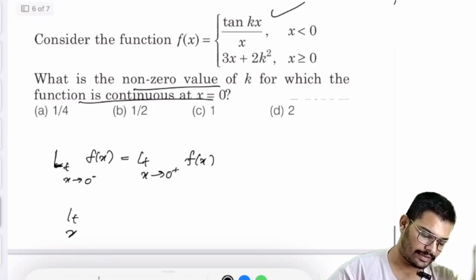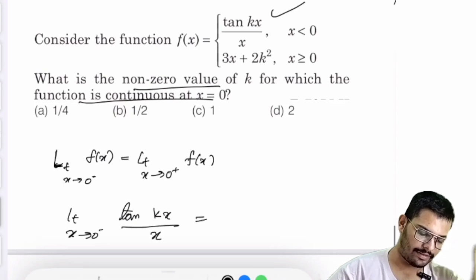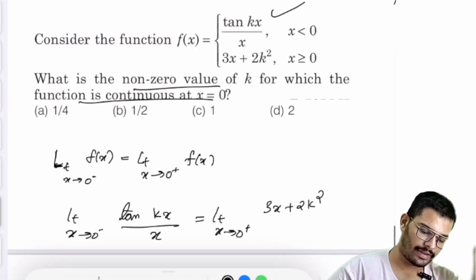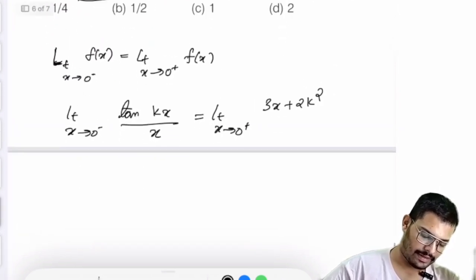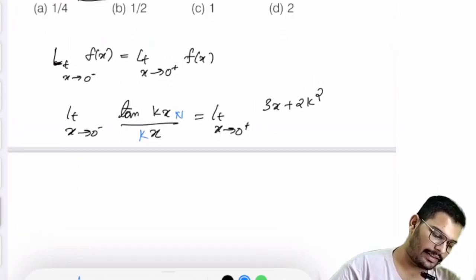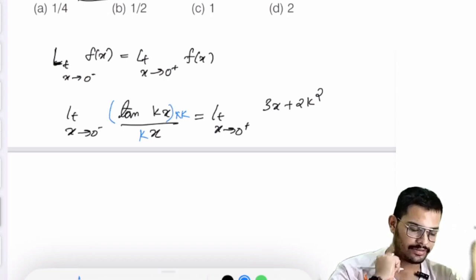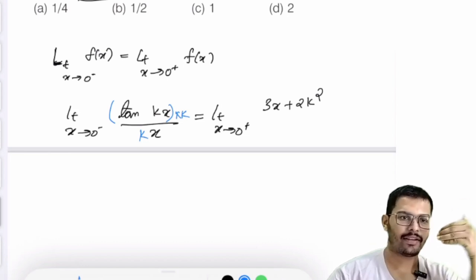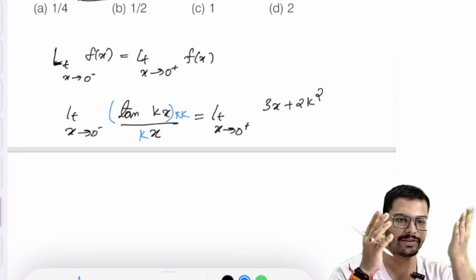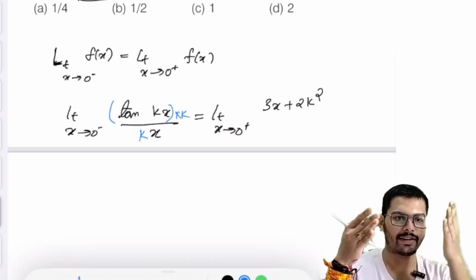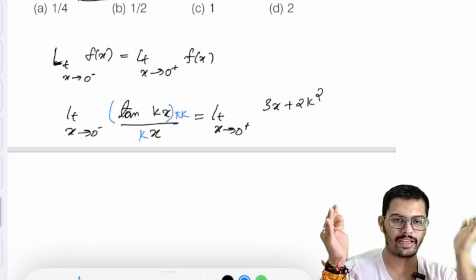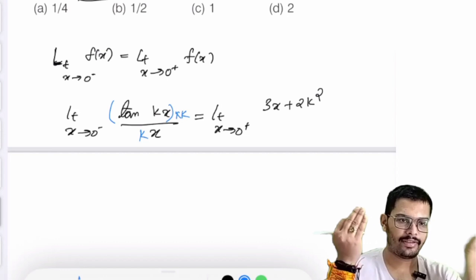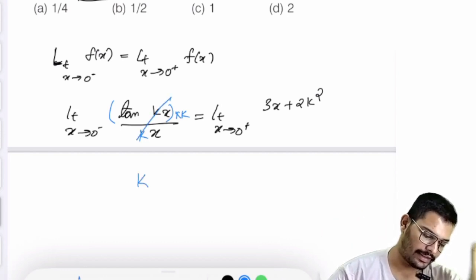Here, limit x tends to 0 minus is tan of kx divided by x, equal to limit x tends to 0 plus of 3x plus 2k square. Now we can apply the limit. Just multiply k on the numerator and denominator, so it is of the form tan kx divided by kx. Limit x tends to 0 of tan kx divided by kx will be 1, so this value becomes 1 and here it will become k.